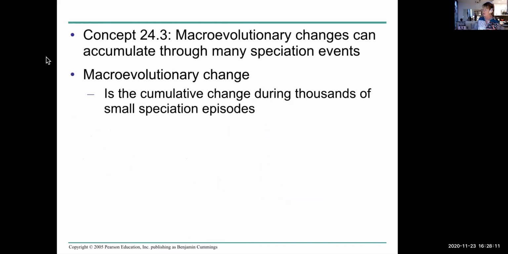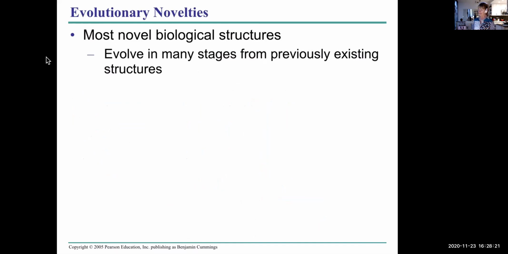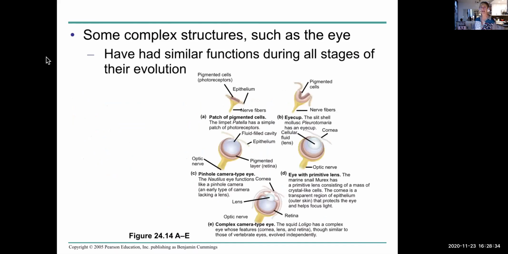So macroevolutionary changes accumulate through many speciation events. It's the cumulative change during thousands of small speciation episodes. This is macroevolution. And most structures evolve from previously existing structures, even though it may seem as if that were not possible. So the eye, for example, you look at the lens and cornea eye that humans have and that squid have, and you're like, well, it functions so nicely, but how could it have evolved?